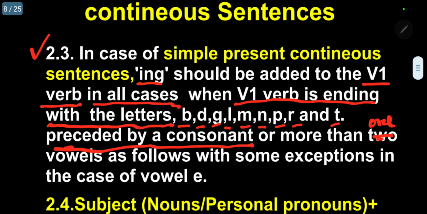Now, with some exception observed in the case of E. Specifically, when the word is ending with R, this is observed. For example, refer, like that, we are adding only ing. Kindly follow. The other rule, when we discuss, you can know clearly. So, now I want to say, if any V1 verb ends with B, D, etc., preceded by a consonant or more than 1 vowel present, we will add only ing to the verb V1.